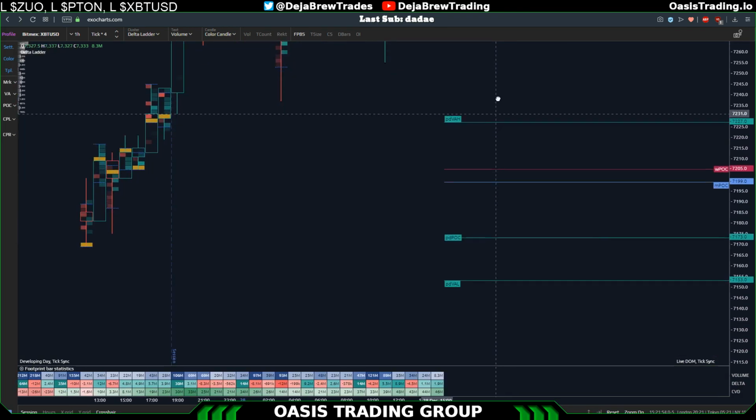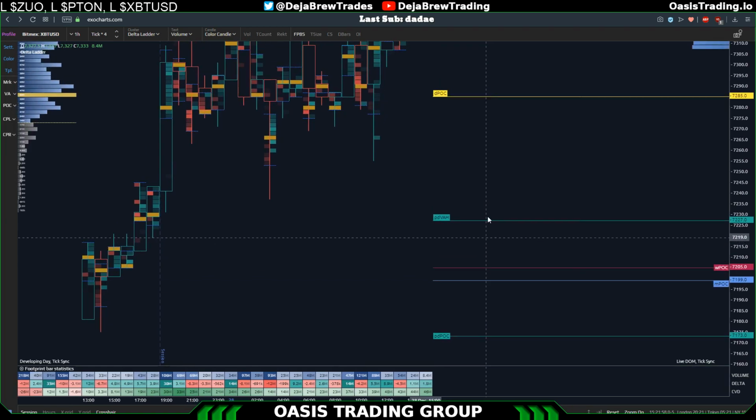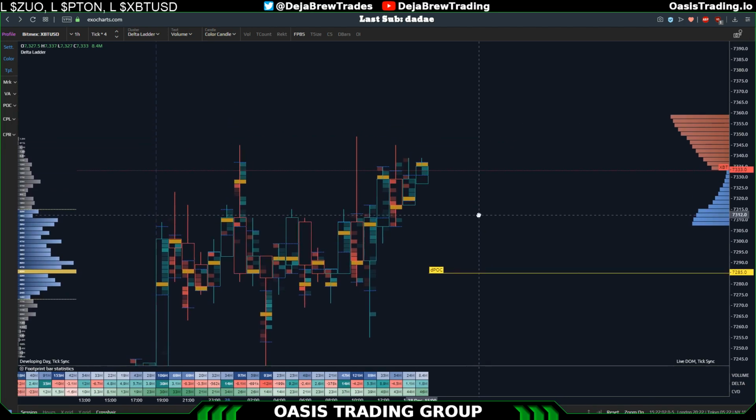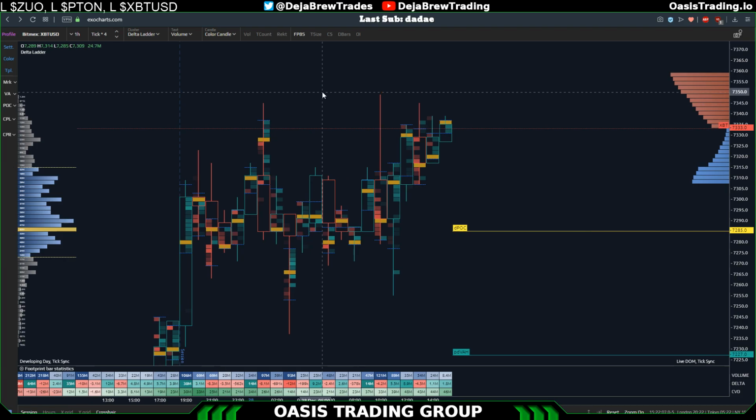Just need one more little push. Weekly POC, monthly POC, still pretty far below us, 7,200. Daily POC at 7,285. So we are seeing a little bit of a push up here.